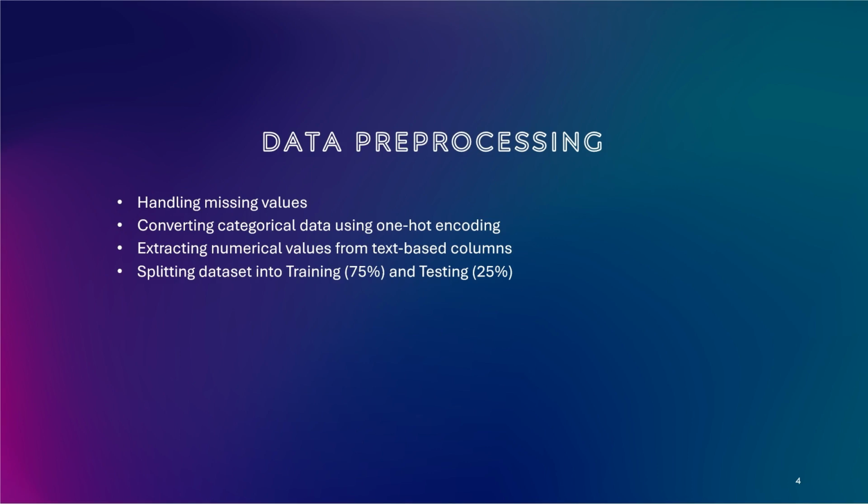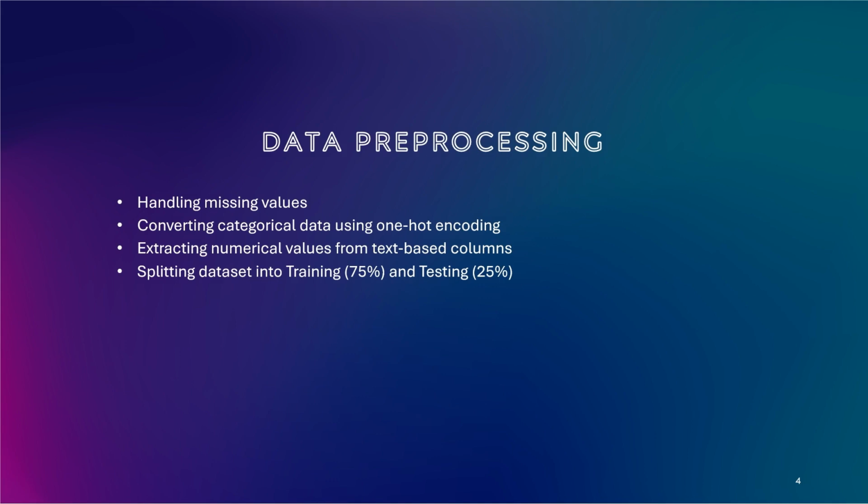After that, I had to deal with qualitative data. Features like fuel type and transmission are not numerical, but machine learning models require numerical data. So I applied one-hot encoding to convert them into numerical format. I also had to extract numerical values from text-based columns like mileage and engine size. This step ensured that all the data was in a format that could be processed by machine learning.